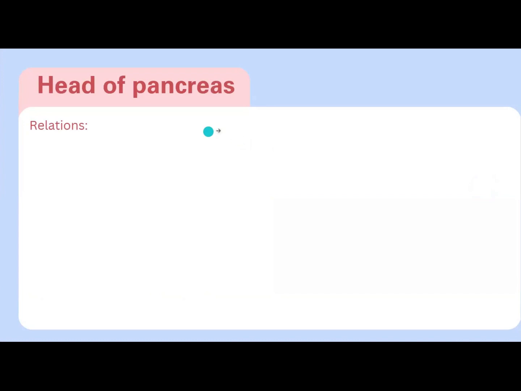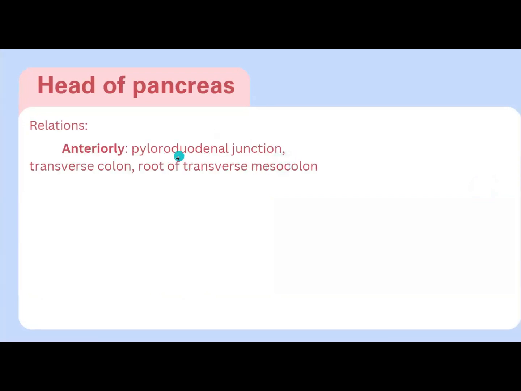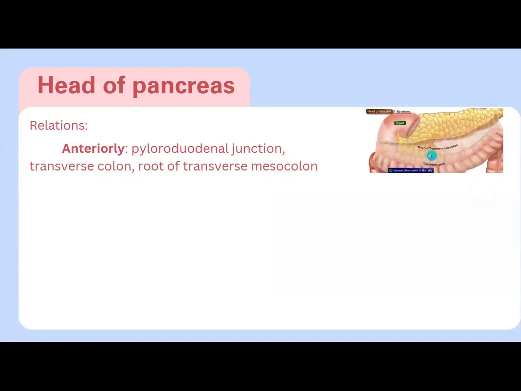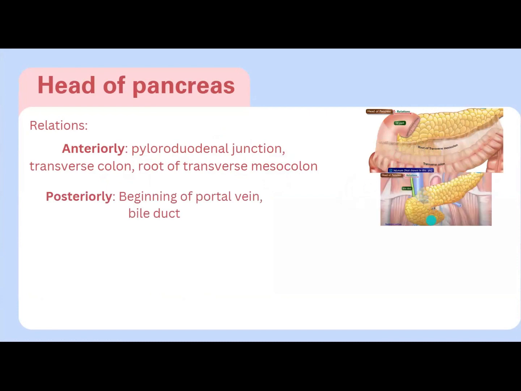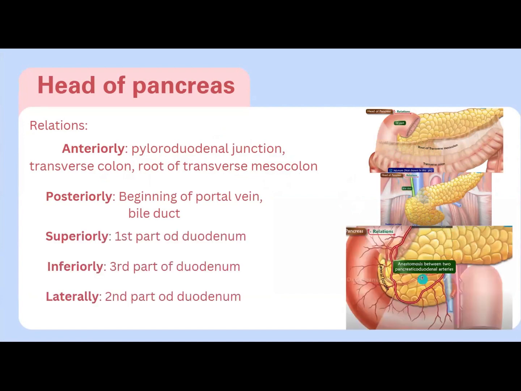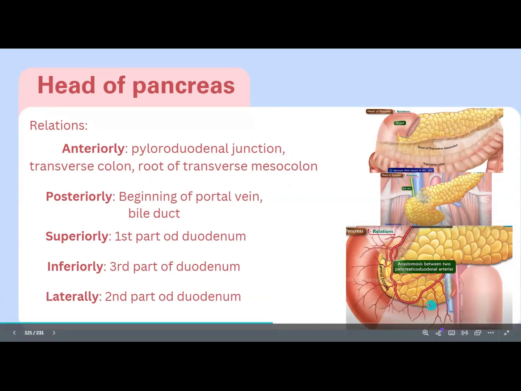So the relations of the pancreas. The anterior part of the pancreas is covered by the pyloroduodenal junction, so the pylorus, which is the stomach and the duodenum, the transverse colon, and the root of the transverse mesocolon, which is this structure right here. Everything is on this picture. Posteriorly, we have the beginning of the portal vein, which is right here, and the bile duct. Superiorly, inferiorly, and laterally it is covered by the duodenum: the first part of the duodenum superiorly, the third part inferiorly, and the second part laterally.